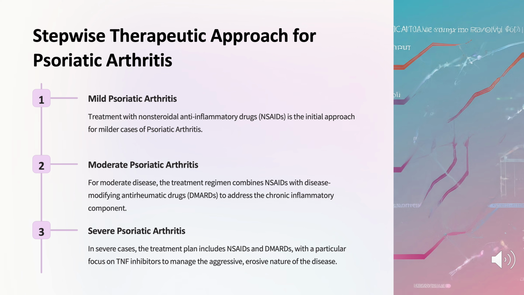In cases of severe psoriatic arthritis, characterized by significant joint damage and functional impairment, the treatment plan becomes more aggressive. Alongside NSAIDs and DMARDs, there's a particular emphasis on the use of tumor necrosis factor, TNF inhibitors. These biologic agents target the aggressive, erosive nature of the disease, aiming to halt further joint destruction and improve patient outcomes.